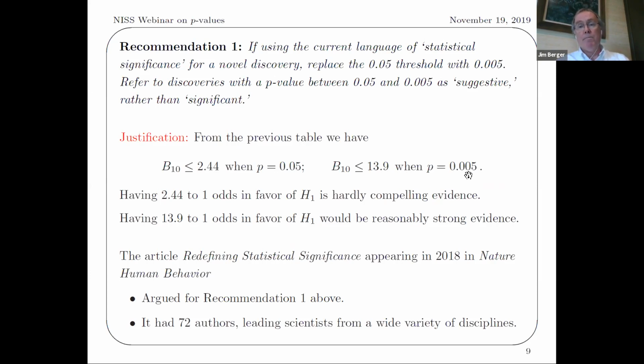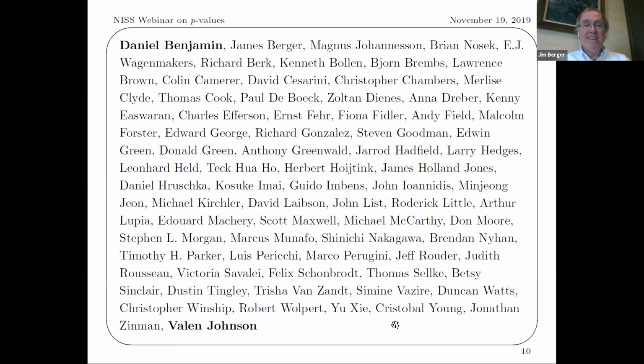In fact, this has been mentioned many times. In 2018, in Nature Human Behavior, the article Redefining Statistical Significance argued precisely for this change. It had 72 authors, leading scientists from a wide variety of disciplines: statisticians, biostatisticians, epidemiologists, and then all the social sciences. I highlighted Dan Benjamin and Val Johnson. They were the main instigators of this and did the bulk of the work.